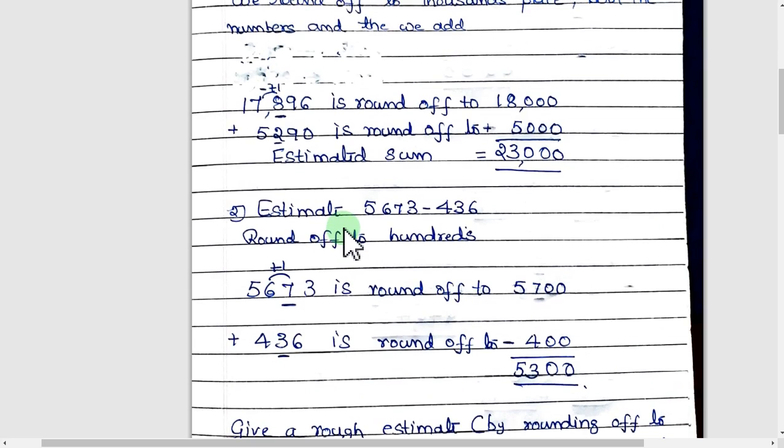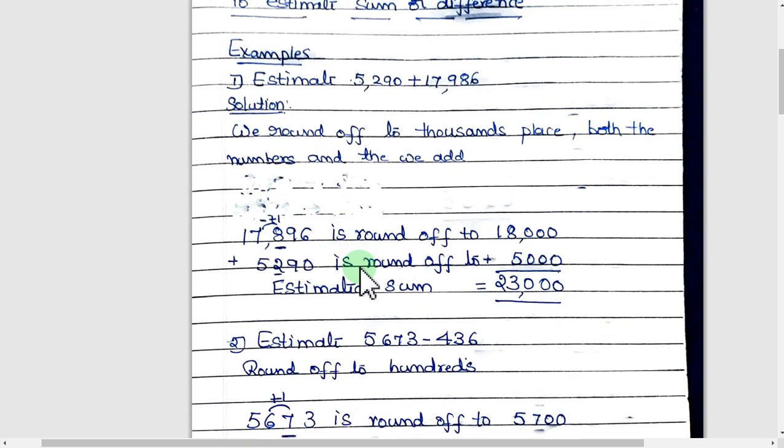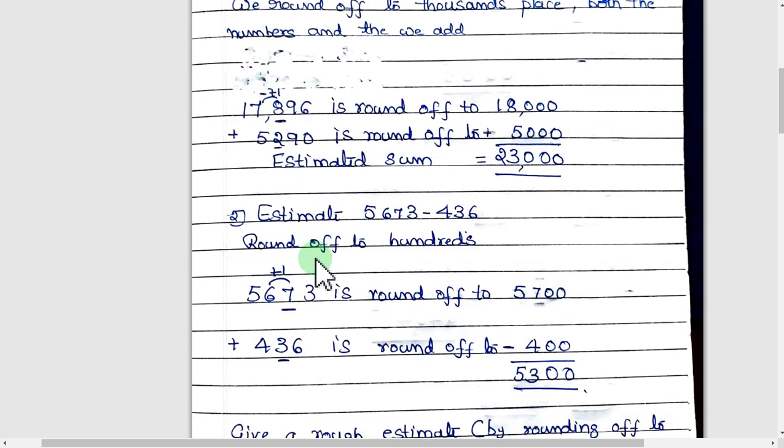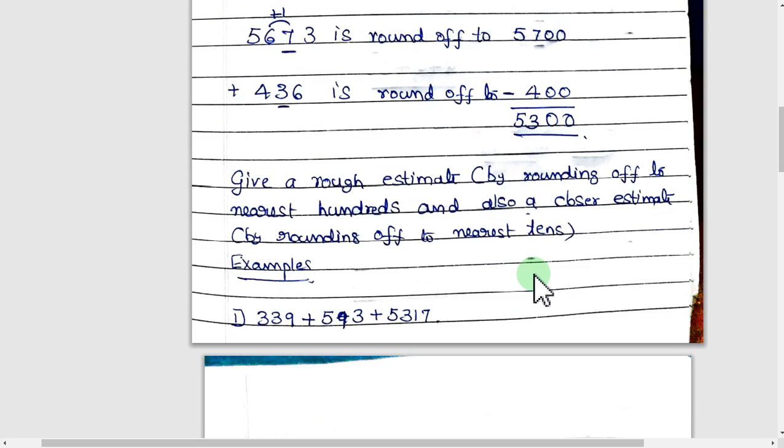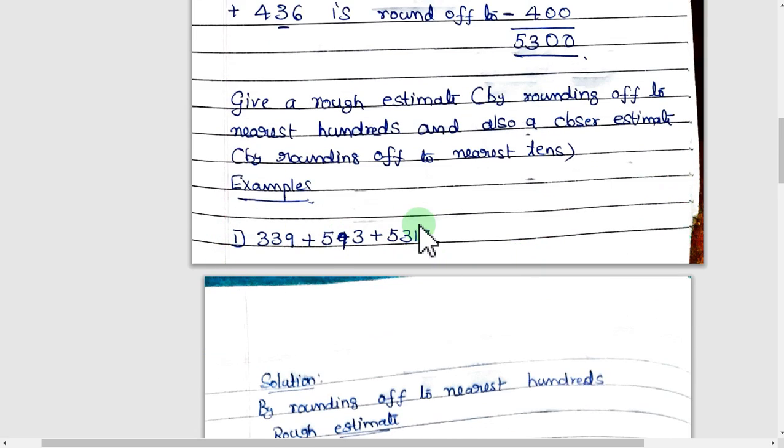Now these two sums you have to refer to while doing the exercise. I am giving you homework, exercise first Roman number, second Roman number type of sums I am solving here. Give a rough estimate by rounding off to nearest hundreds and also a closer estimate by rounding off to nearest 10. So example, now we are adding three numbers, 339 plus 593 plus 503, 5317. Now when you check these three numbers, we have to round off as they have given here, to nearest hundreds only. Now you don't have to check which is the bigger or smaller number, so nearest to hundreds.